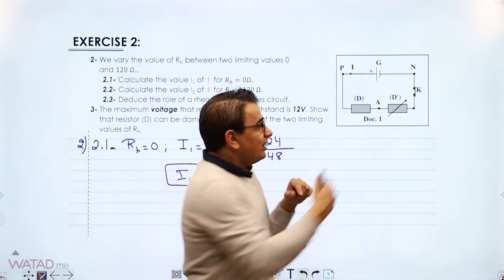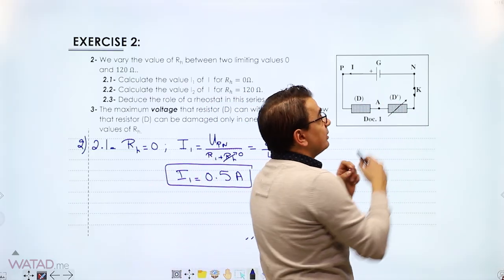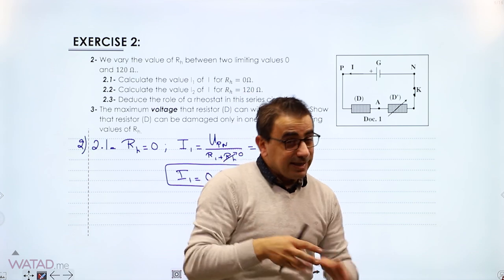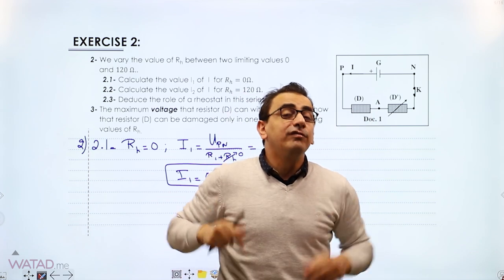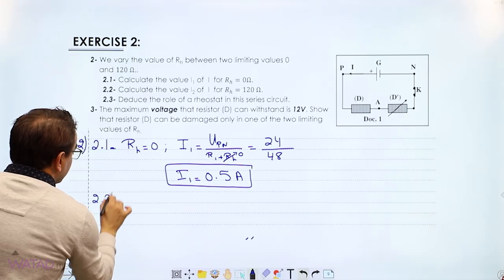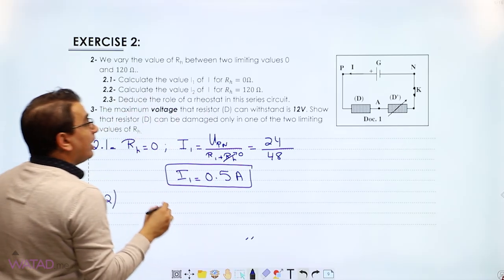If you remember, when the rheostat's resistance is 0, then all the voltage is taken by the load. Okay, it's taking the full power or the full voltage. Part 2. Calculate the value when RH is 120.